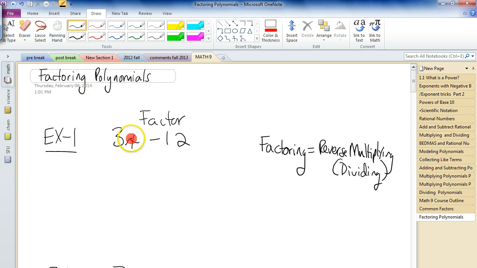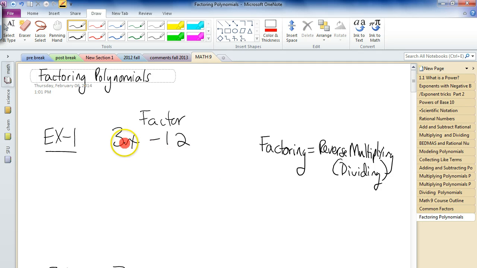Here we have a question like this. You might get a question where it says factor 3x minus 12. Well, what does that mean? Factoring is like reverse multiplying, which is like dividing. When we factor something, we're trying to pull out or remove from each of these terms a factor that is common to them. And you want to remove the greatest common factor to make your thing work in one step.